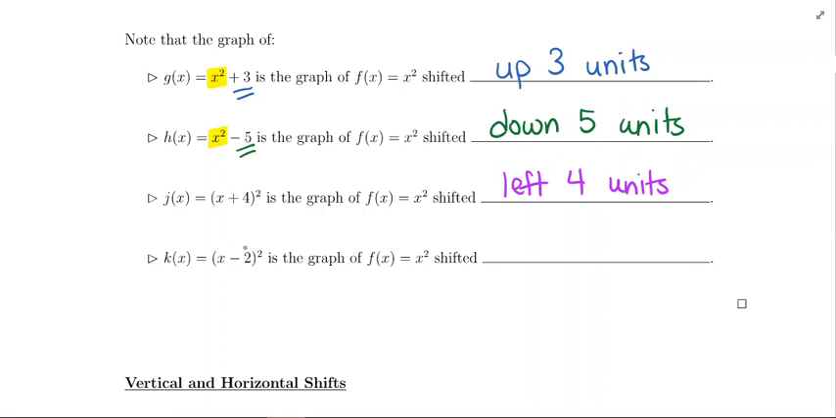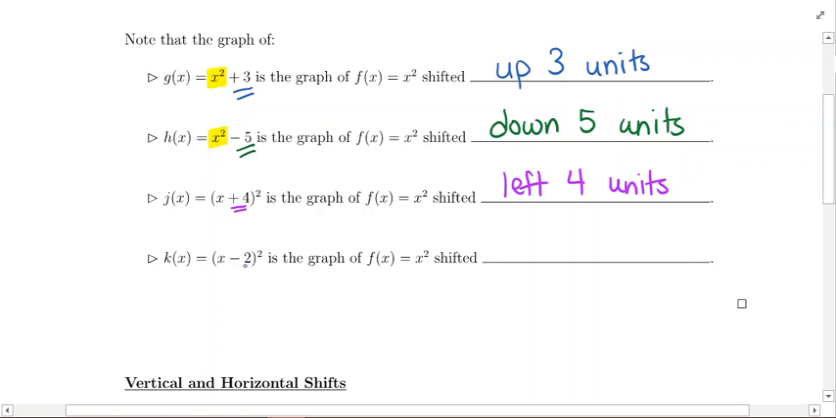So what we have here when we're looking at the equation for j of x, we've got x plus 4 in parentheses. Because of the parentheses, we know we're going either left or right. We went left here, so notice what's going on. If you add inside parentheses, that's going to cause you to go left, by the number of units that's inside the parentheses. So you're adding 4 inside the parentheses, that causes you to go left 4 units.